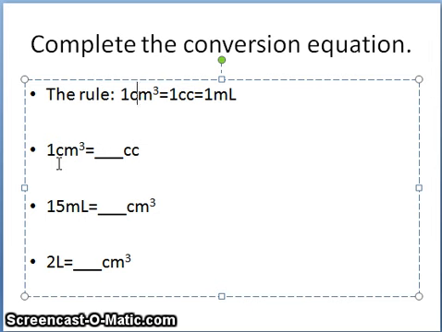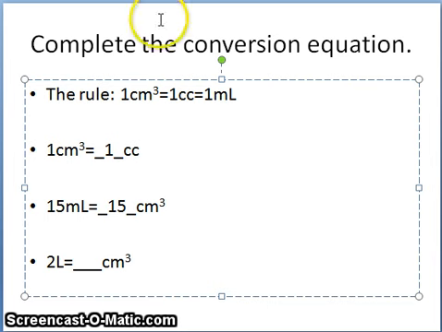So to complete these conversion equations, you see 1 centimeter cubed. Well, 1 centimeter cubed is the same thing as 1 cubic centimeter, right? Quite literally, you can see that in the rule up there. Now, if you have 15 milliliters, well, each milliliter is equal to a cubic centimeter. So 15 milliliters is the same thing as 15 cubic centimeters. There's no difference.